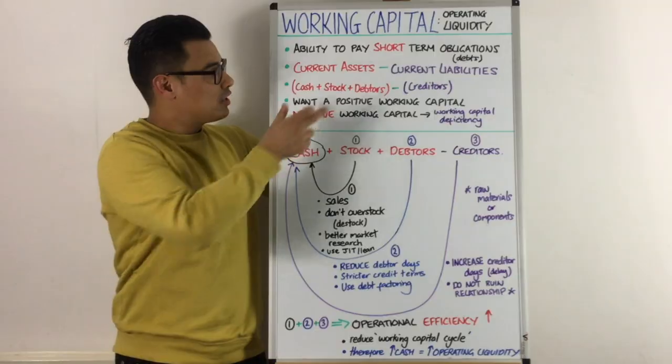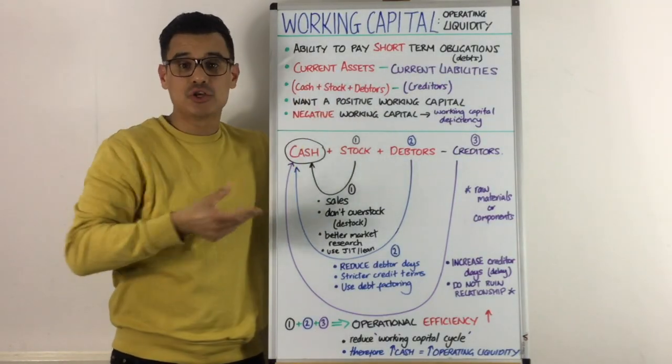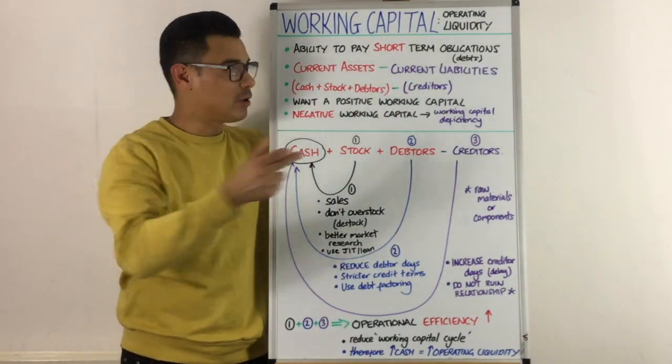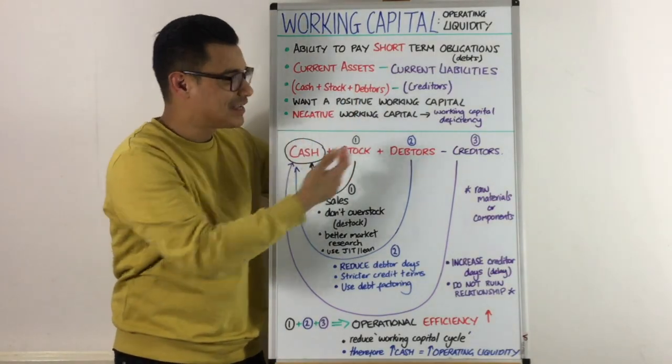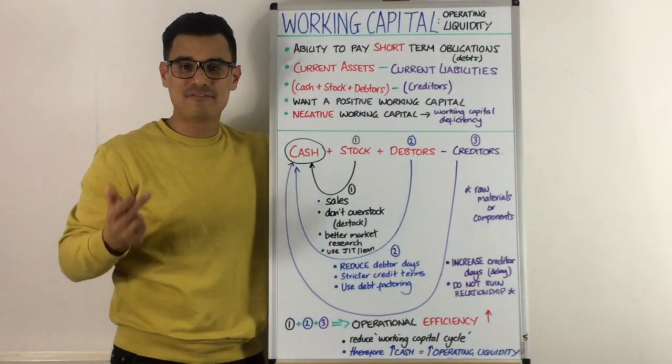With working capital, you want to have a positive working capital. You want your current assets to be a greater number than your current liabilities. And if you in fact have it the other way around, that your current liabilities are greater than your current assets, well, that's negative working capital, and you don't want that. And that's known as working capital deficiency.